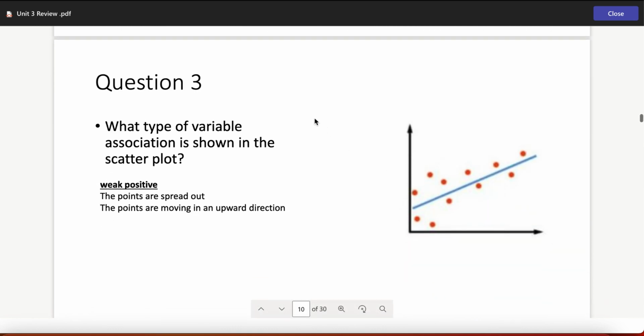Question 3. What type of variable association is shown in the scatter plot? So this is a weak plot. This is going in the positive direction. And the reason why it's weak positive is because the points are spread out. The points are moving in an upward direction. Upward means going up, increasing, so it's a positive direction, but the points on the graph are spread out, so it's a weak positive association.